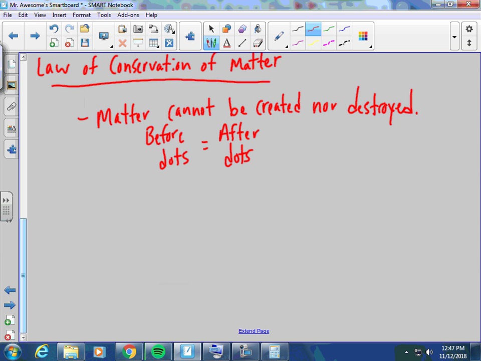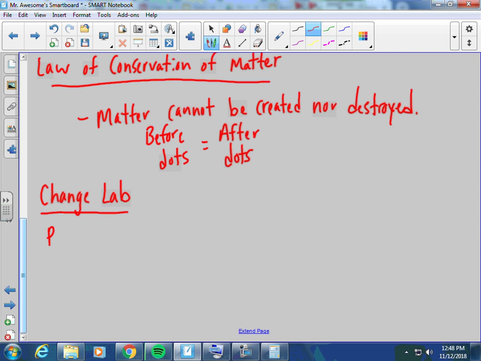So we studied changes. We did a change lab. Remember that? And the idea of the change lab was that we did different physical and chemical changes. It was to show your understanding that the mass that we started with should have equaled the mass that we ended with, even though we made different changes. But that wasn't always the case.